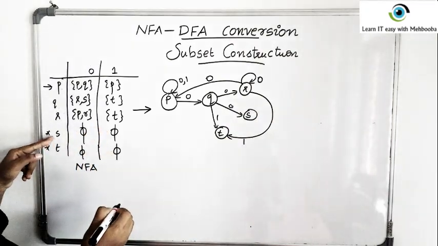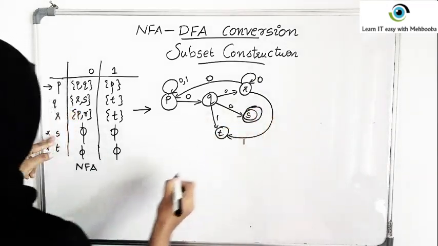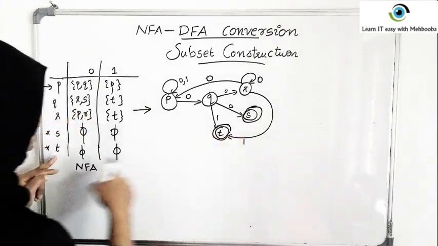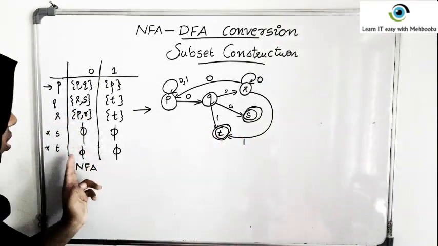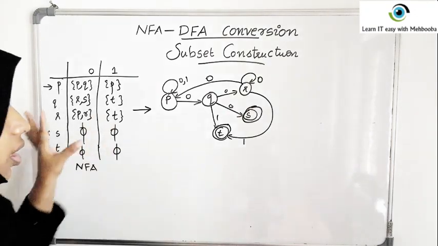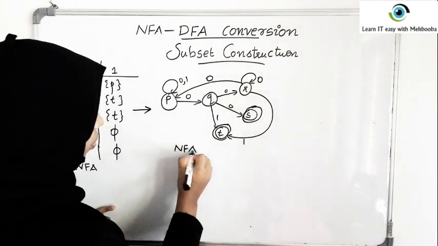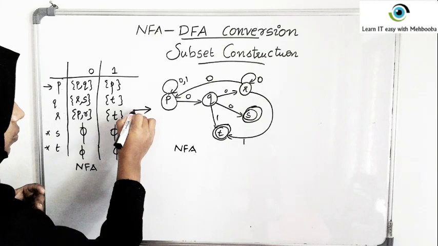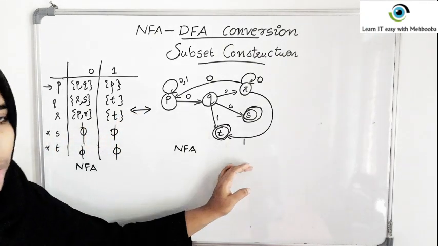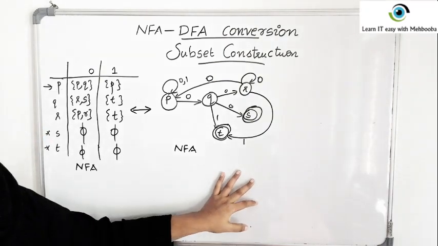And S is a final state. There are no transitions defined, and T again is a final state and no transitions are defined. So that is why there is a phi here, no transitions are defined. Okay, so this is the transition diagram for this transition table. So this also is an NFA. Now I hope you are comfortable with the transition diagram. Now we will convert this into a DFA using the subset construction method.